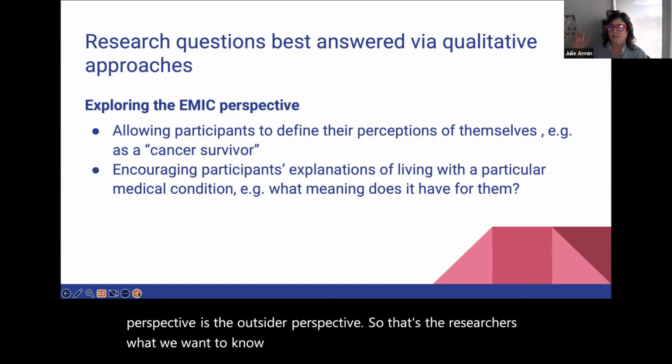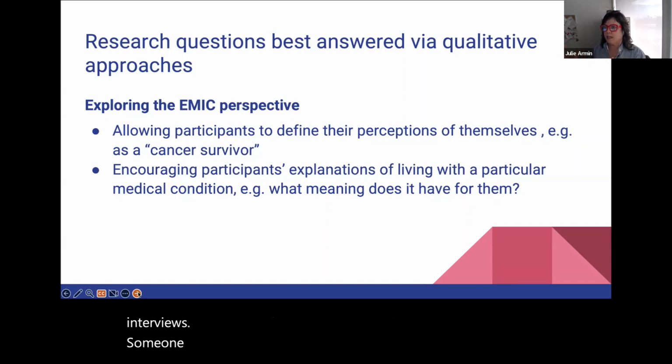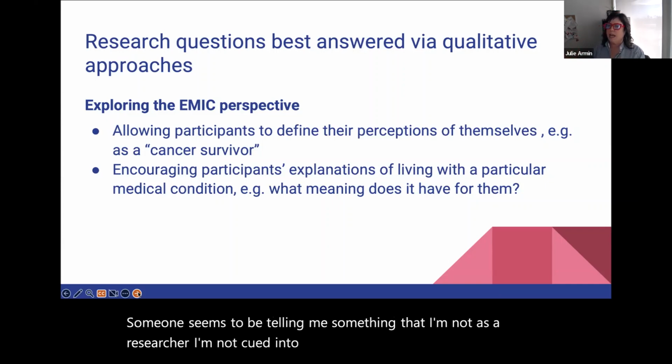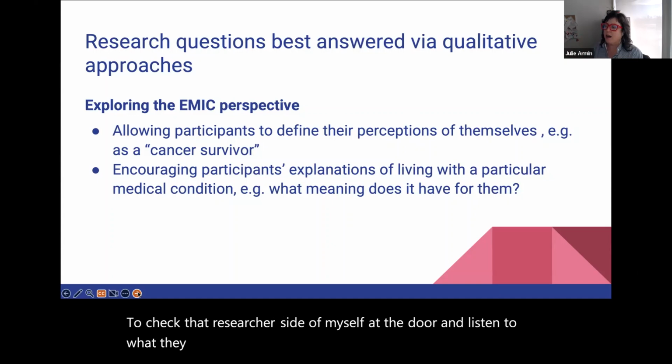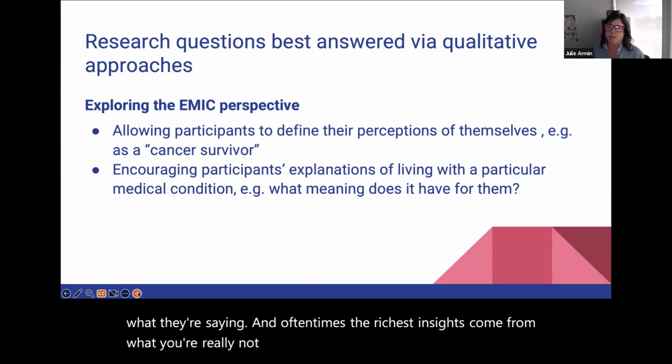And oftentimes I've gone into interviews where someone seems to be telling me something that I'm not, as a researcher, cued into. And initially, I have to check that researcher side of myself at the door and listen to what they're saying. And oftentimes the richest insights come from what you're really not expecting. And Heather mentioned that earlier.